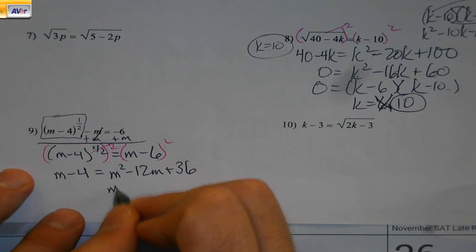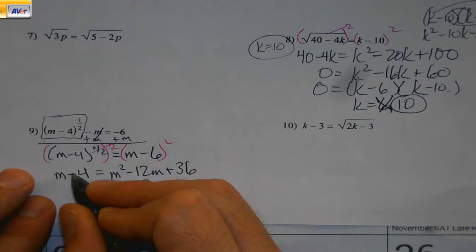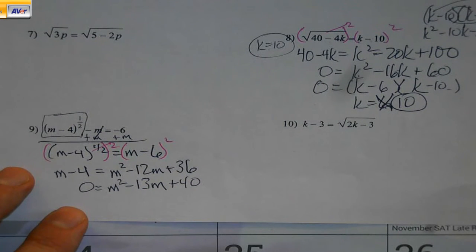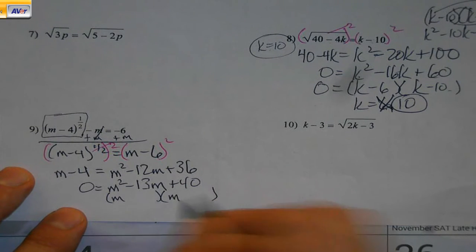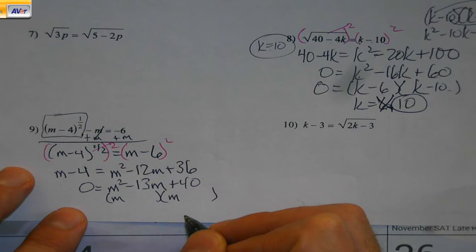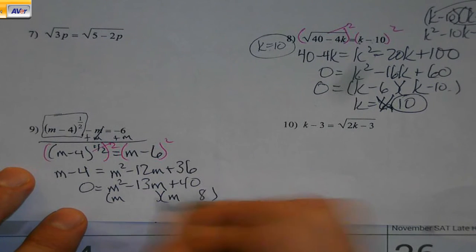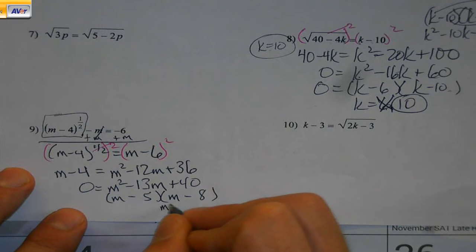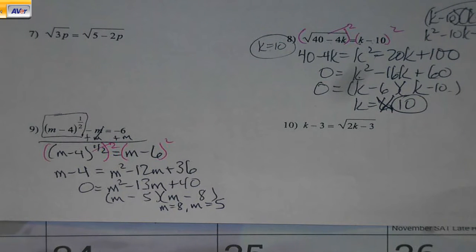We're going to get everything to the m squared side, so we're going to minus another 1m. We're going to add the 4. Factor this out. Let's see here. 8 and 5. So m equals 8, m equals 5. But do they? Let's find out.